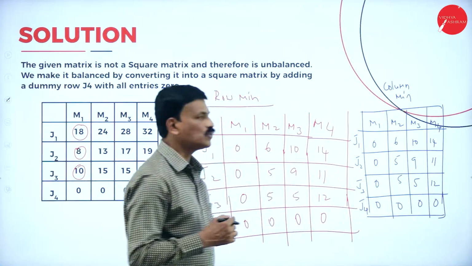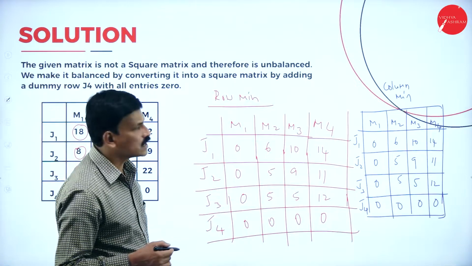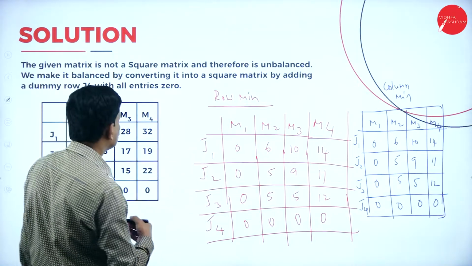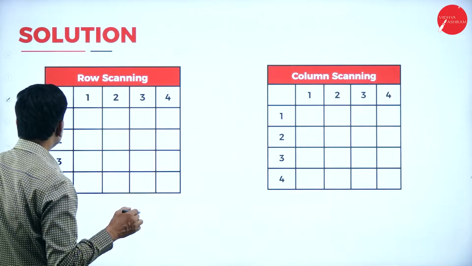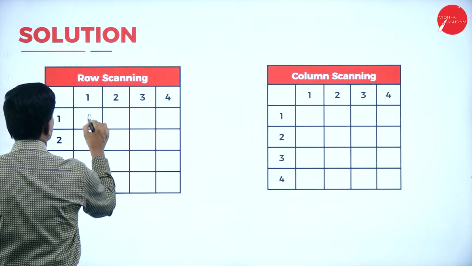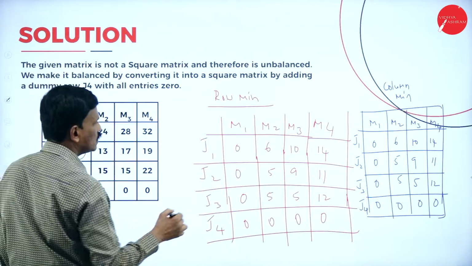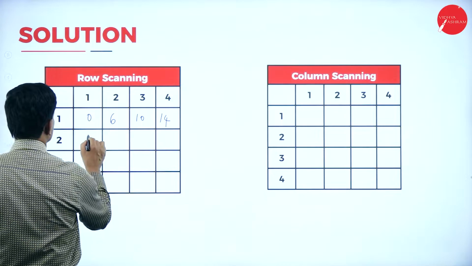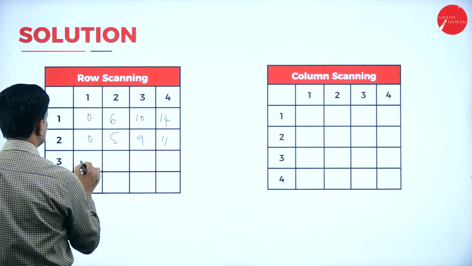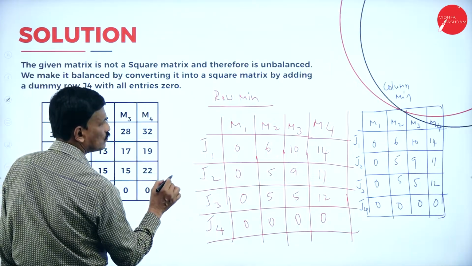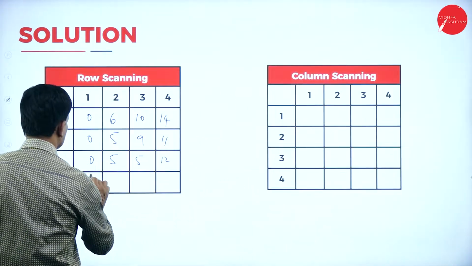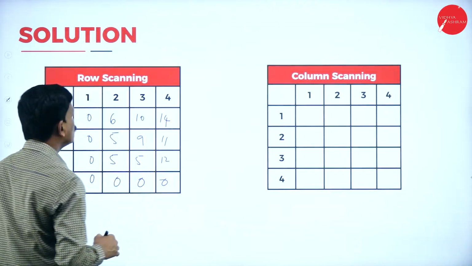Now after finding row minima and column minima, let us come to the scanning, row scanning and column scanning. So I will write these elements here. Now, let us come to the row scanning. In the row scanning, what are the elements we have? 0, 6, 10, 14, 0, 6, 10, 14, again 0, 5, 9, 11, then 0, 5, 5, 12, and the last row 0, 0, 0, 0. So, now, this is the row scan.